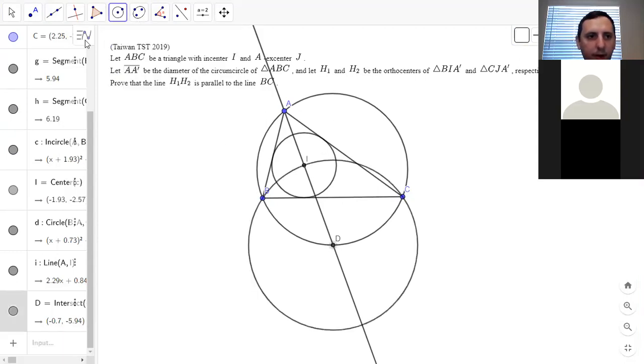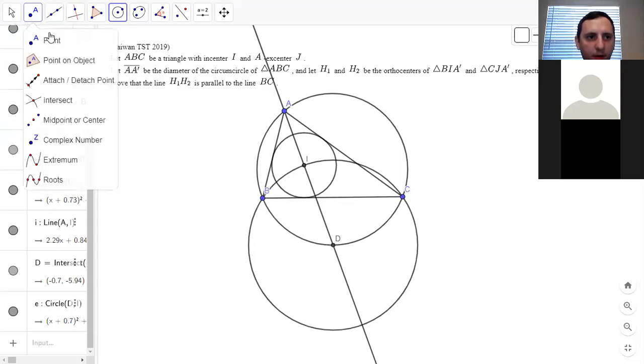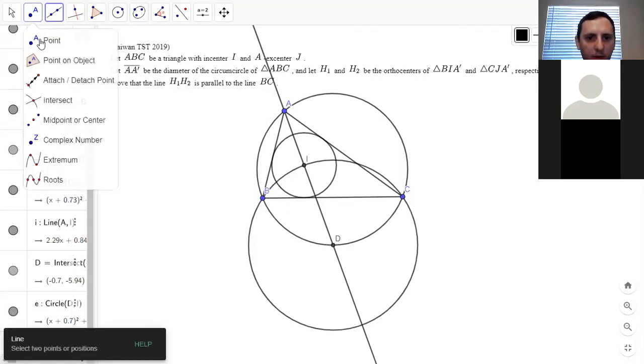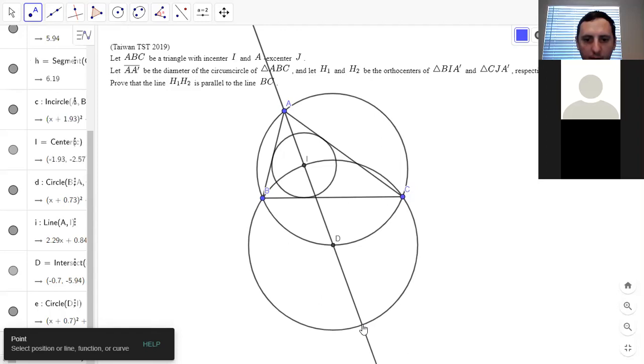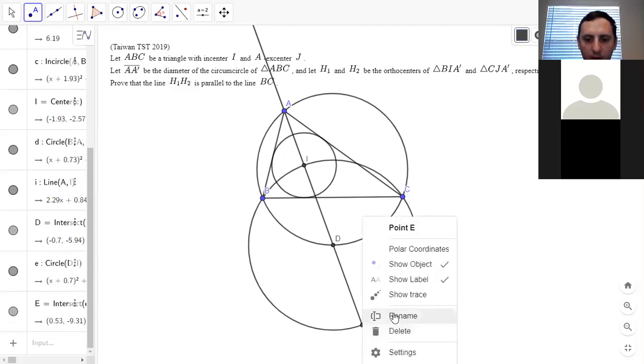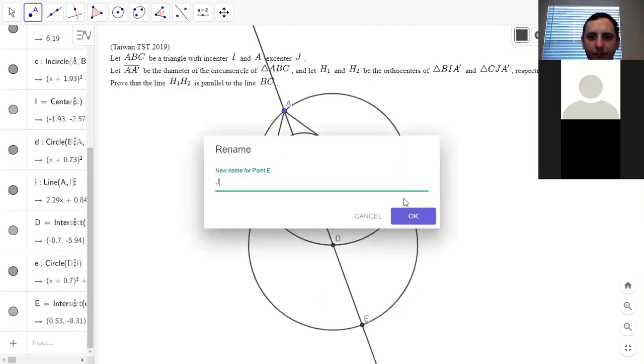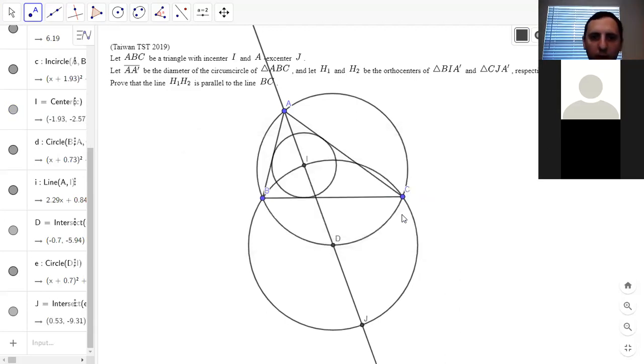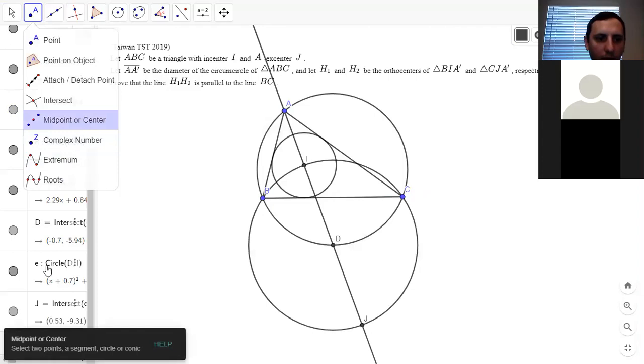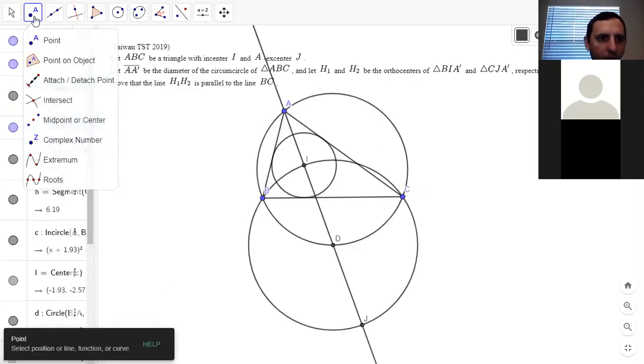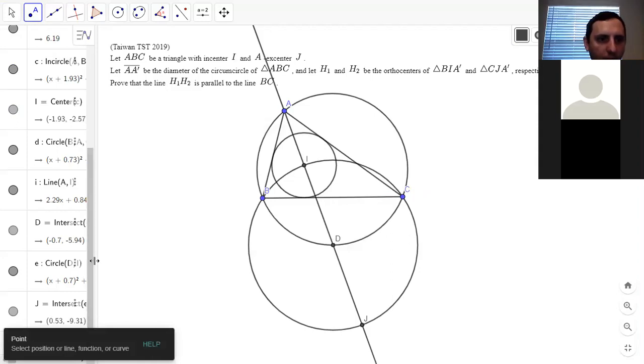So, use our in-center excenter lemma again. So this is J. A prime is the diameter. Okay, so we're going to want to let O be the center of that circle. So O is the center of C.